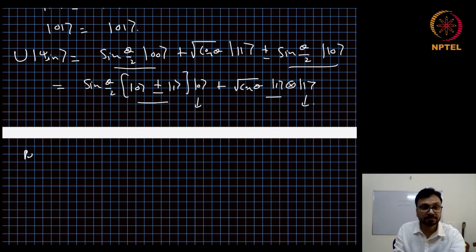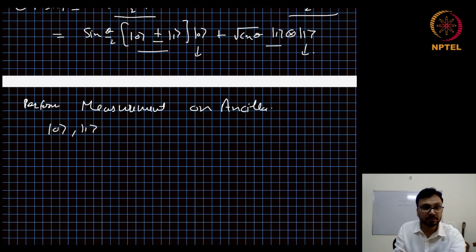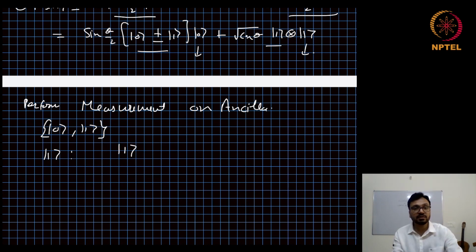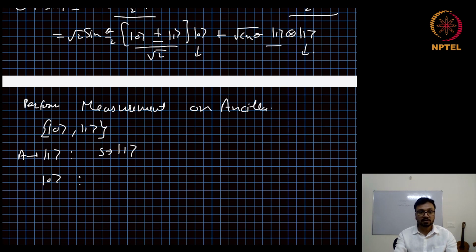Now, if we perform measurement on the ancilla, then we can get 0 or 1. If the outcome is 1, then the state of the system collapses to 1, and we have no idea whether this 1 came from psi or phi. But if the ancilla is in 0, then the system goes to sine theta over 2 as the overall factor. So we multiply with root 2 and divide by root 2. Then the system collapses to 0 plus minus 1 over root 2. This is the normalized state, and the plus sign is for psi and the minus sign is for phi.